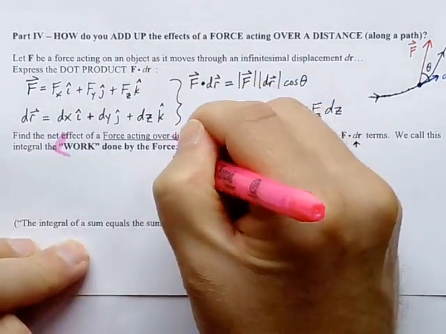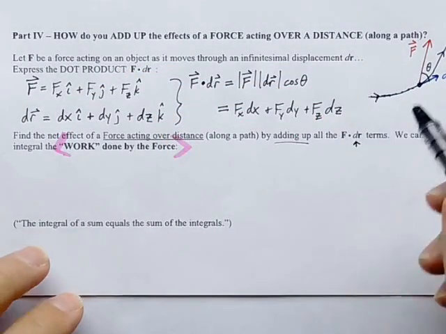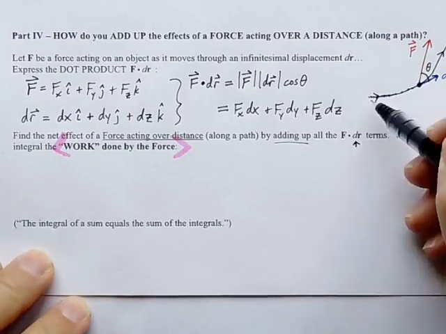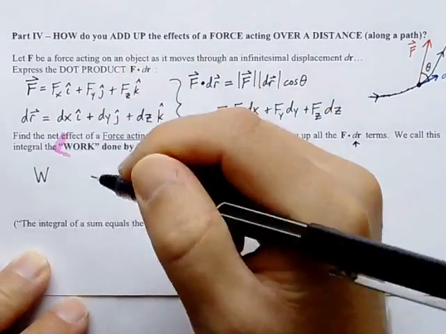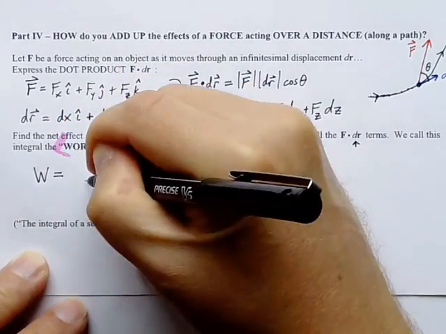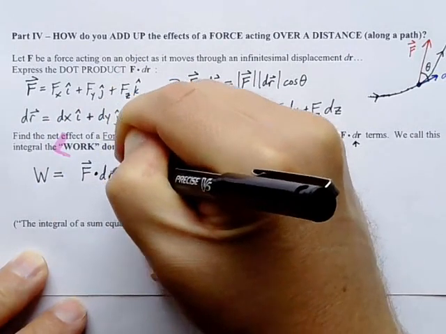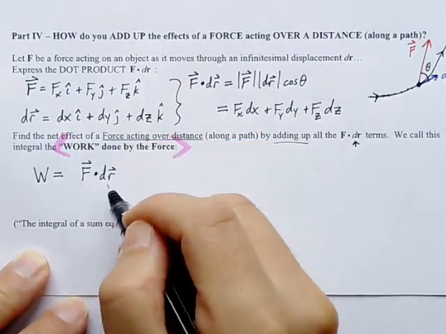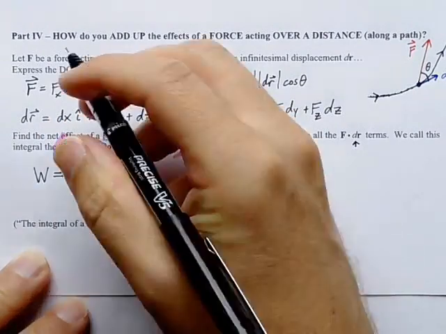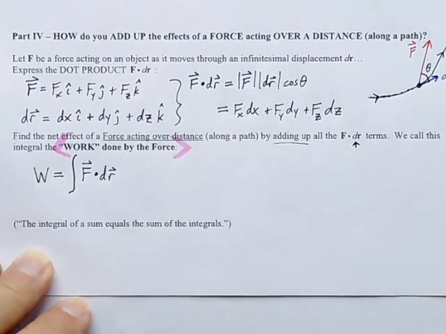Here's what we mean by the work done by the force. This integral, this sum of F dot dr at every point along that path. So capital W for work. We're going to take F dotted with dr. That's a very small value there because dr is infinitesimally small, but we're going to add up an infinite number of those infinitely small things.